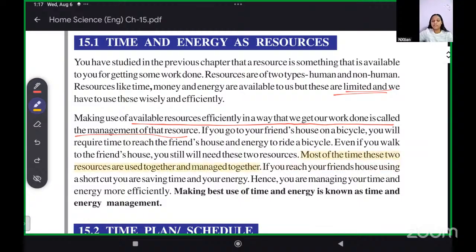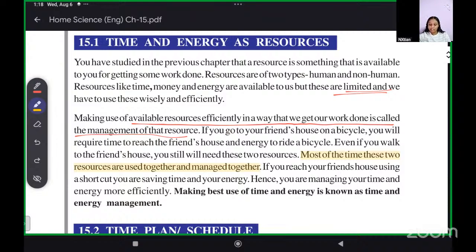What two resources? Time and energy. Time and energy are managed and used together. If we are taking time, we will need energy. If energy is being consumed, time will also be consumed. Both the things go together.